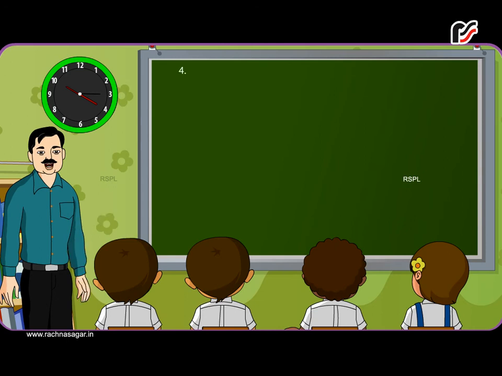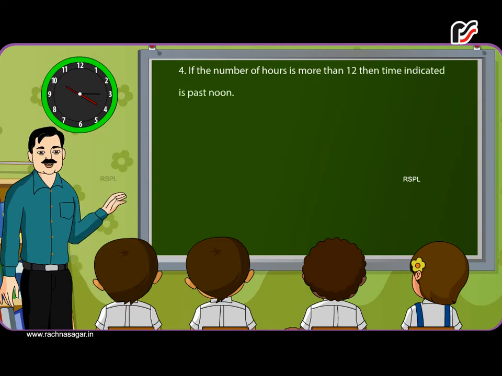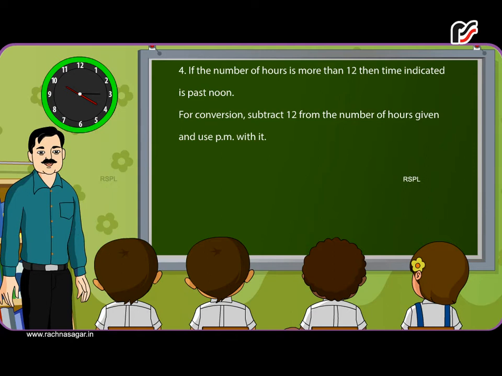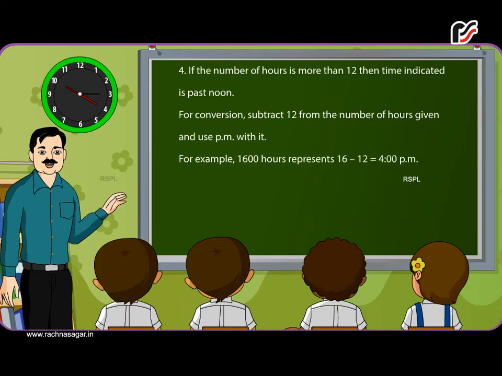4. If the number of hours is more than 12, then the time indicated is past noon. For conversion, subtract 12 from the number of hours given and use PM with it. For example, 1600 hours represents 16 minus 12 equals 4 PM.